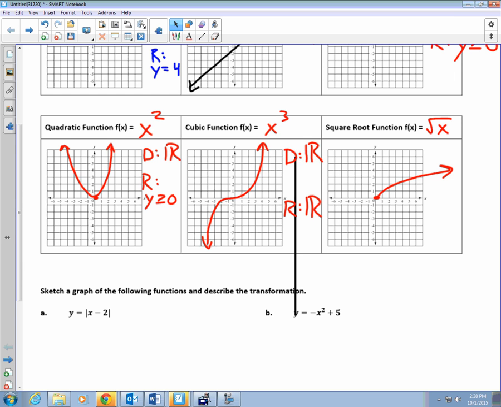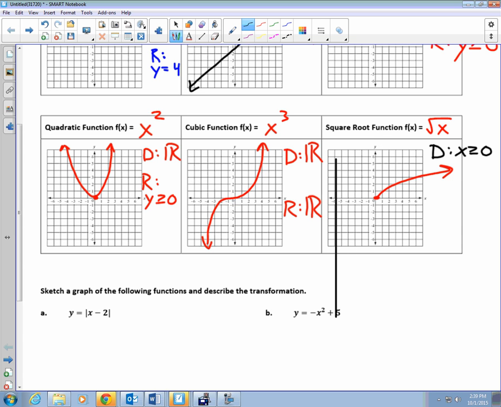So the range. Everybody look at the domain. Do you have values here? Values here? Values here? Only for positive values. So that means that x is greater than or equal to 0. And then the range, the output will be y greater than or equal to 0.